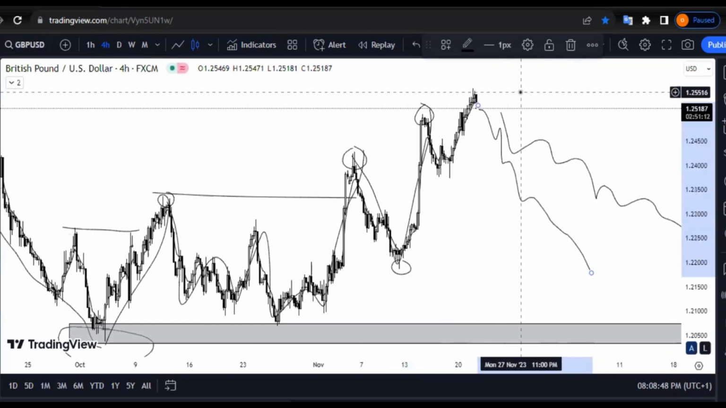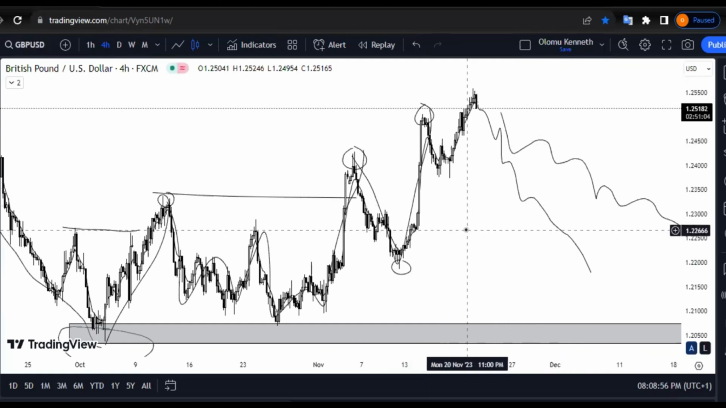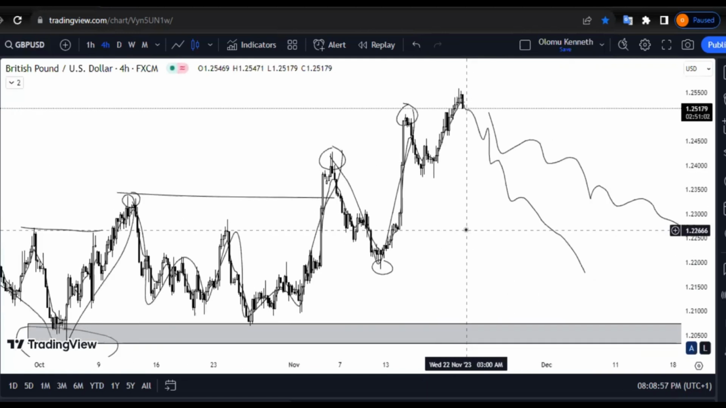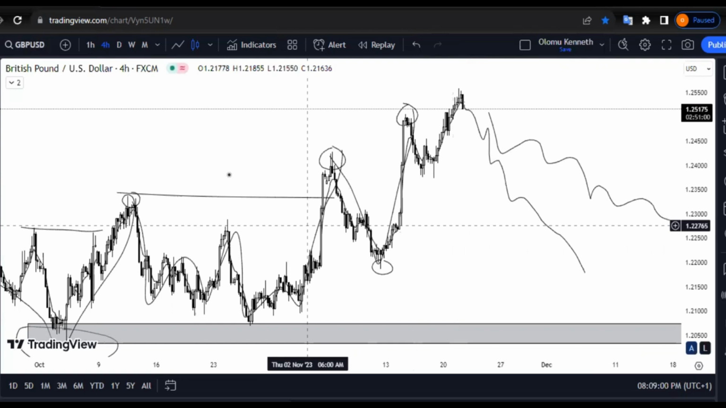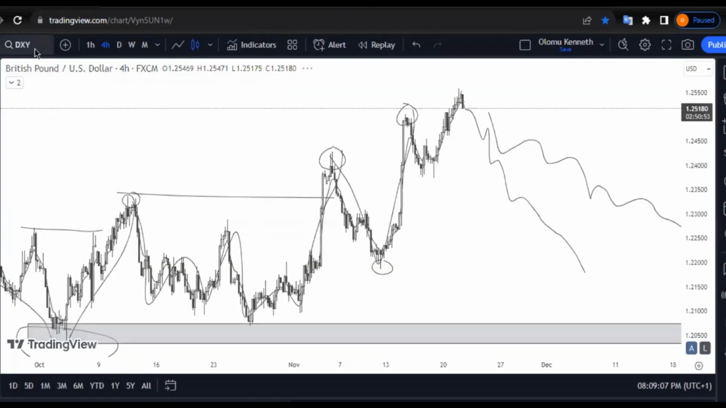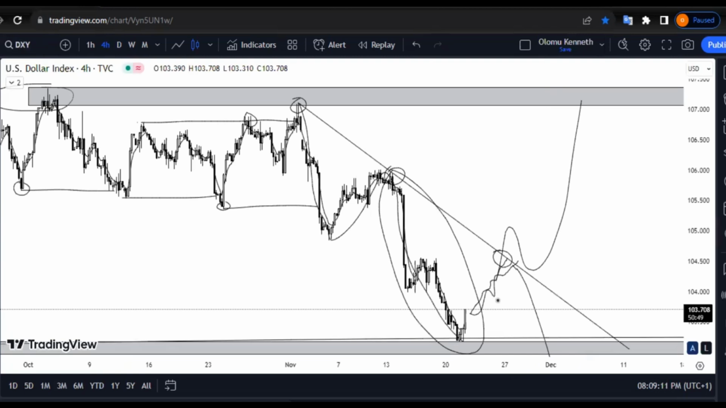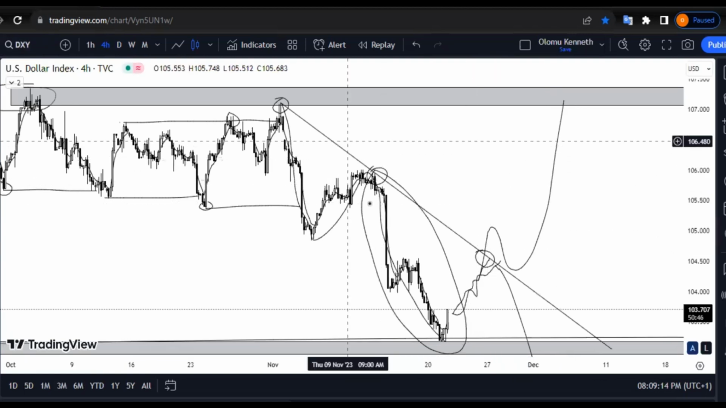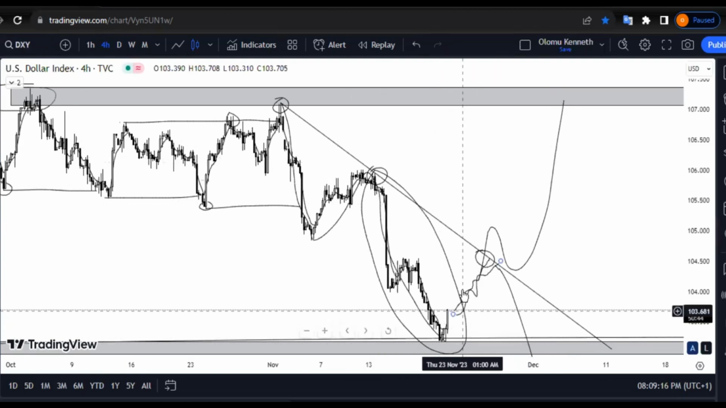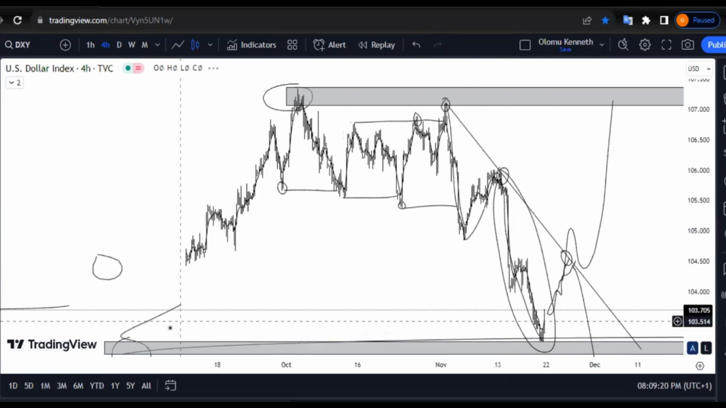So this is the reason why I will be trading in line with the strength of the dollar. The dollar is strong, so I'll be trading in line with the strength of the dollar. We've talked about how to look out for the strength of each of these currencies. The indicator of the dollar is the index, and you can see very well that it's pushing to the upside.